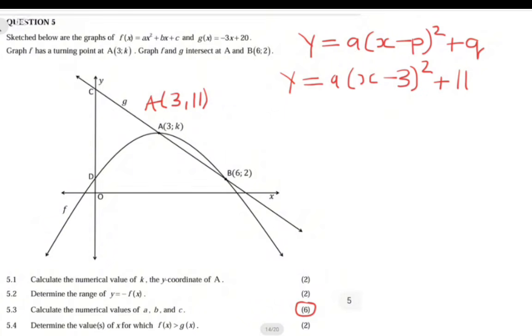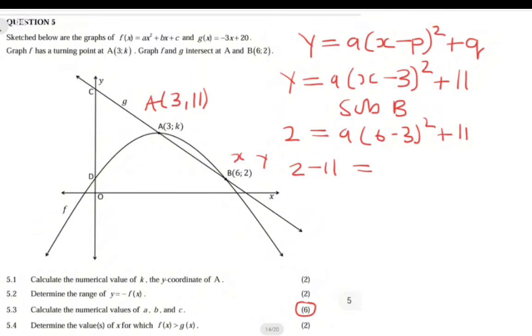Perfect. So to find the value of a, we're just going to sub in another point. We're going to sub in b. Whenever there is x, we're going to put 6. Whenever there is y, we're going to put 2. So we're going to put 2 here, and then a times (6 minus 3) squared plus 11. So we can say 2 minus 11, which is equals to a times 3 squared. If you practice on a calculator, we're going to get negative 9. And then this one also is 9, which is equals to a 9, guys.